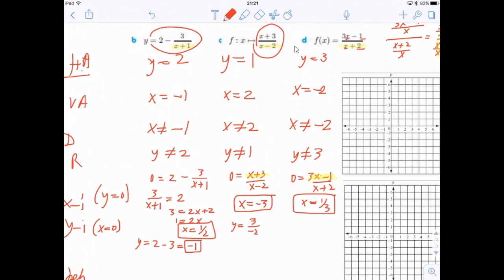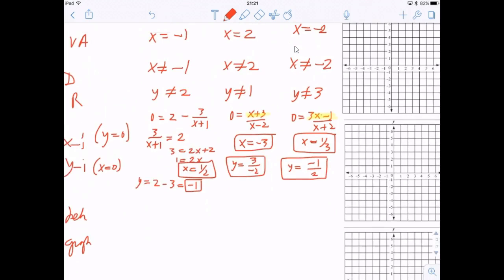So our y-intercept is negative 1/2. Last of all, for D, if we have y equals 3x minus 1 and x is 0, we have negative 1 in the top, and then x plus 2 when x equals 0 is going to be 2 in the bottom. So our y-intercept in that case is negative 1/2.